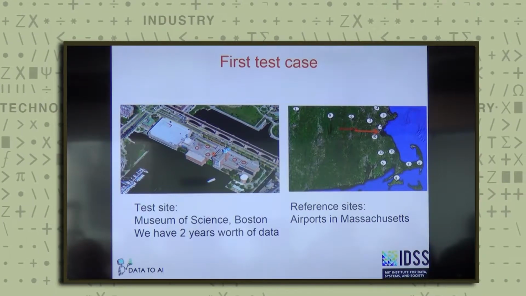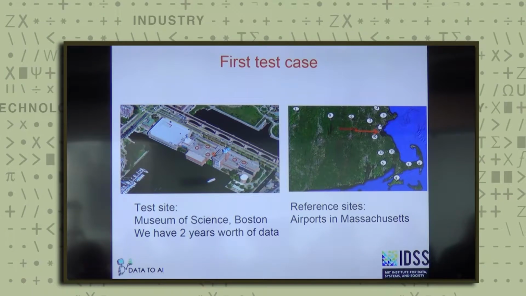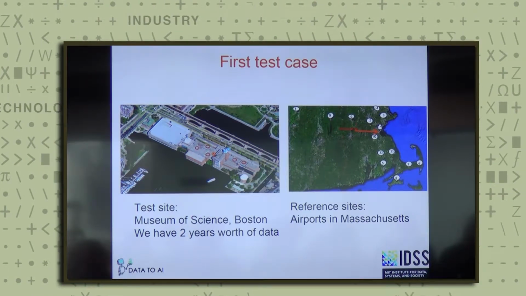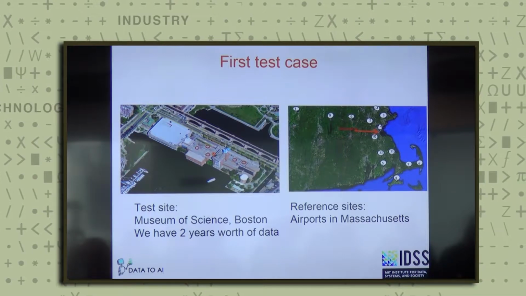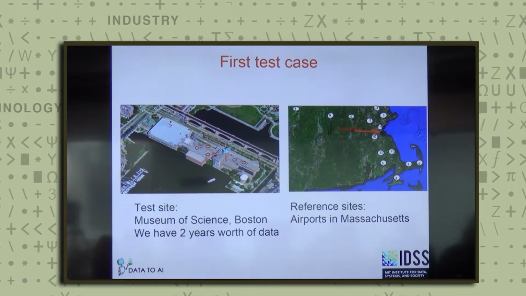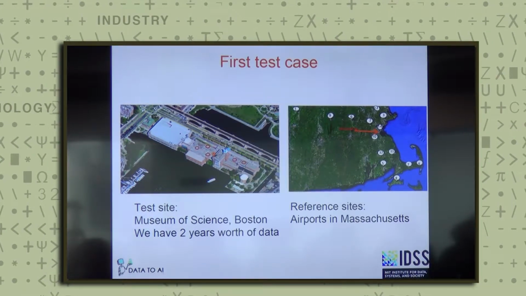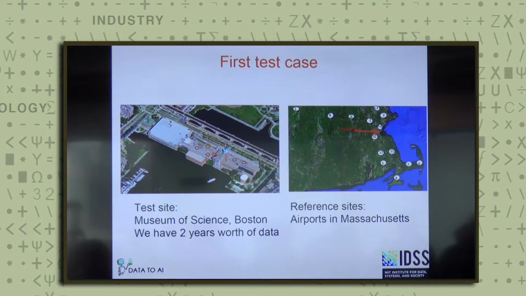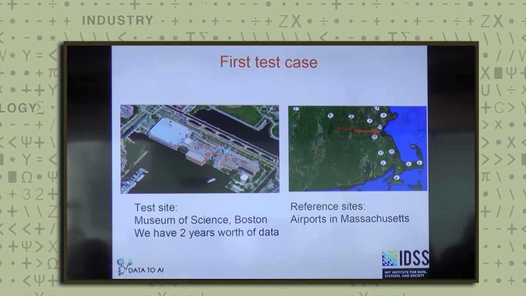What we did first was we took the test site. For the test site, we took data from the Museum of Science locally here in Boston. And we took that test site, and there are 5 anemometers. Those are the measuring equipment that measure the wind speed and direction from the rooftop of the Museum of Science. They had collected data for 2 years, and they were very generous to give us that data to test our algorithms on.